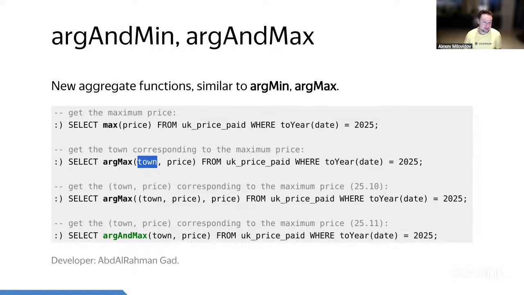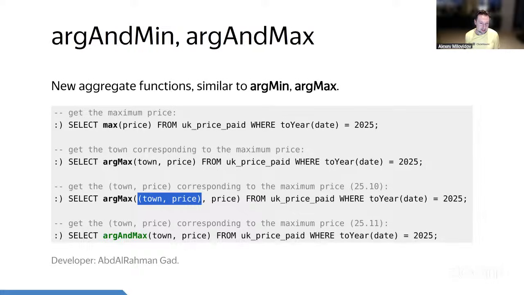What if you want to get a pair, town and the corresponding maximum price? You can already use it. Just use the tuple as the first argument. argMax of tuple, town and price, and it will return this tuple. And there is nothing new, it is already available in 25.10.